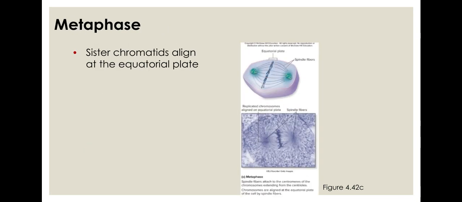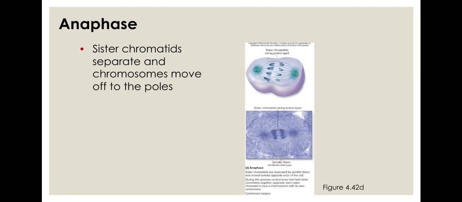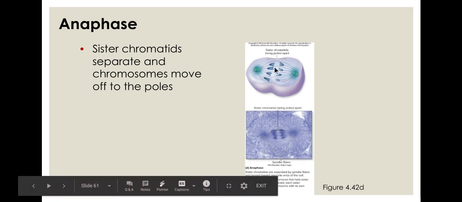Metaphase is where our sister chromatids are going to line up in the middle of the cell. I like to think of M for metaphase, M for middle. Anaphase is where the sister chromatids separate and move away from the middle to go to the poles. And I like to think of A for anaphase, A for away, and they also sort of look like little sideways A's as we're moving them apart.